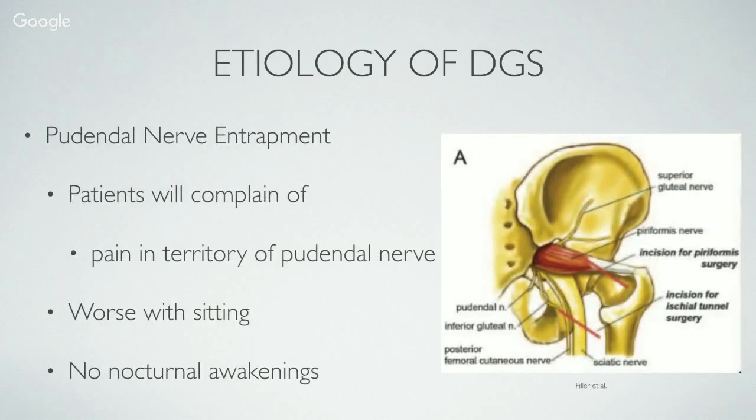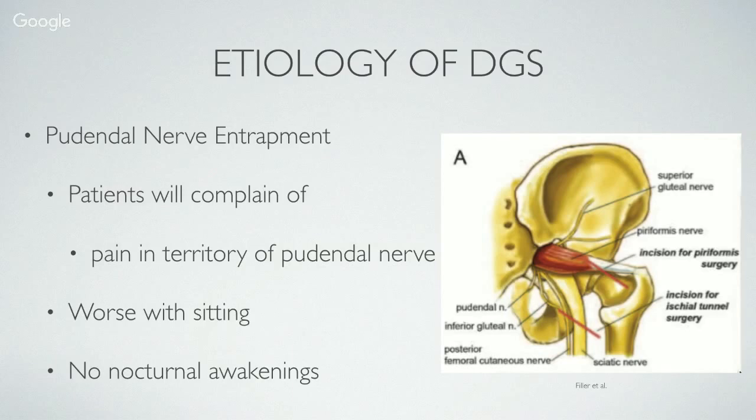Pudendal nerve entrapment. This was interesting because most of what I've been reading is related to sciatic nerve entrapment. There's one paper where the authors actually talked about pudendal nerve entrapment, and I reached out to them and they responded, which was surprising. They basically said the pudendal nerve passes into the subgluteal space, and therefore its entrapment could also lead to symptoms.